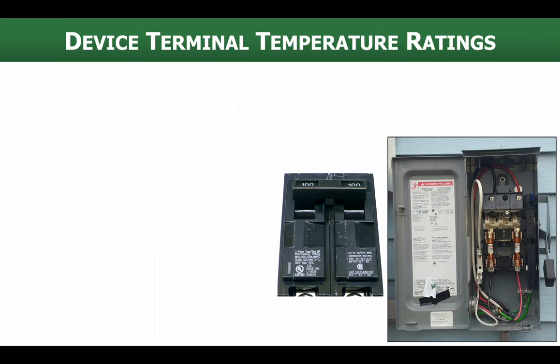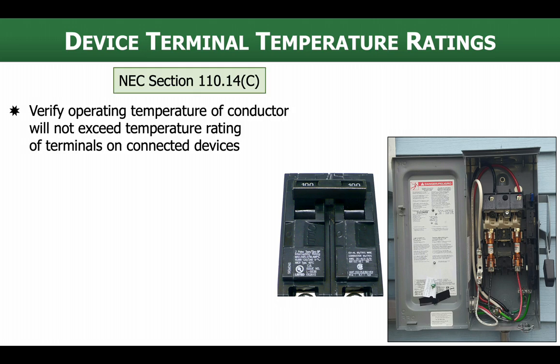Next up is device terminal temperature ratings. Just like wires, the things we connect those wires to, the terminals on them, they have a rating as well. And we do not want to exceed that rating because it can obviously cause damage. What's going to cause it to exceed that rating? Well, it's going to be because the wire is getting hot when it's operating, especially if we're pushing it towards its limit in terms of using all of its rated ampacity. So section 110.14(C) requires us to verify that the operating temperature of the conductor will not exceed the temperature rating of the terminals on the devices it's connected to.